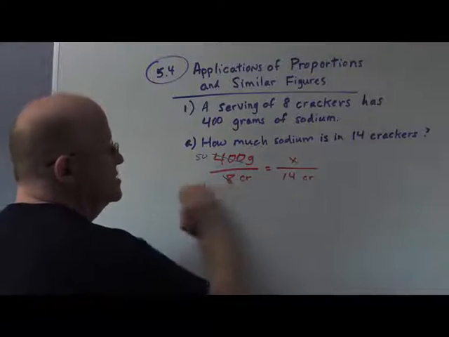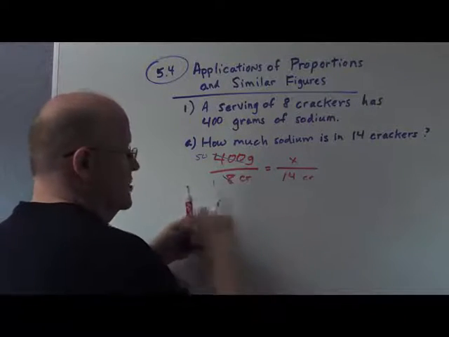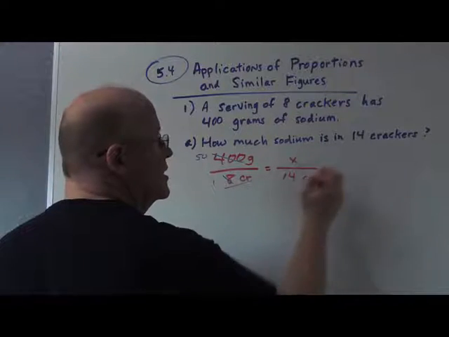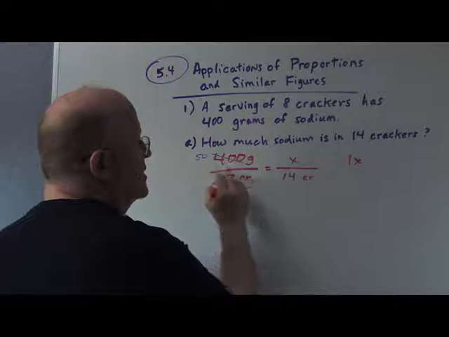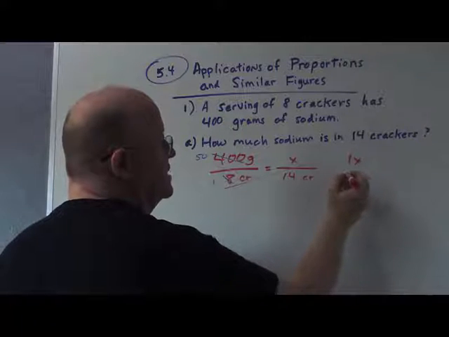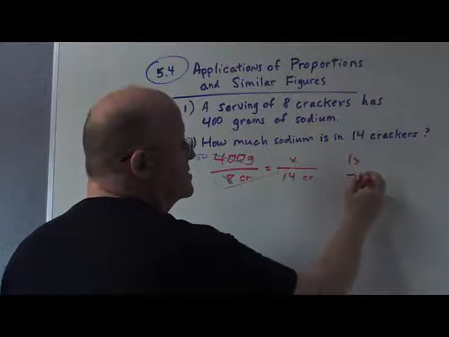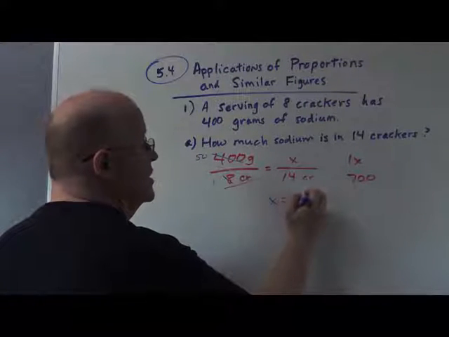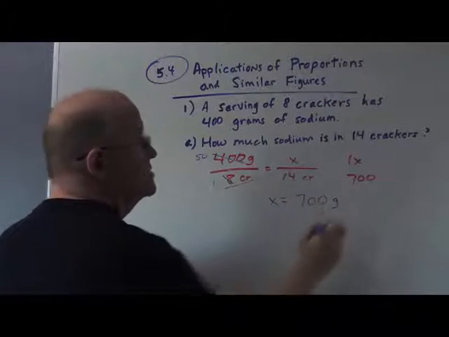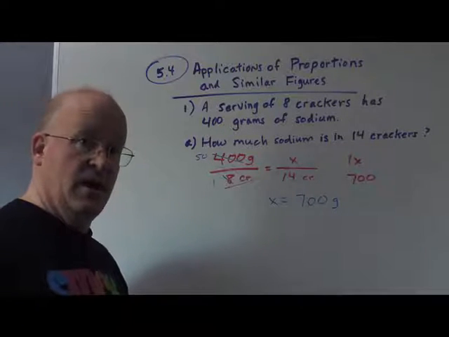And I can now solve this problem by cross-multiplying. 1 times x is 1x. And the other diagonal is 50 times 14, which is going to be 700. So I have x is equal to 700 grams in 14 crackers.